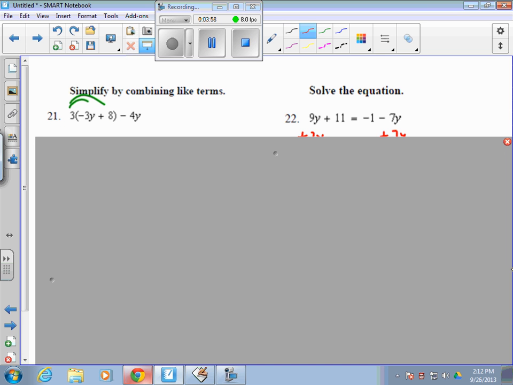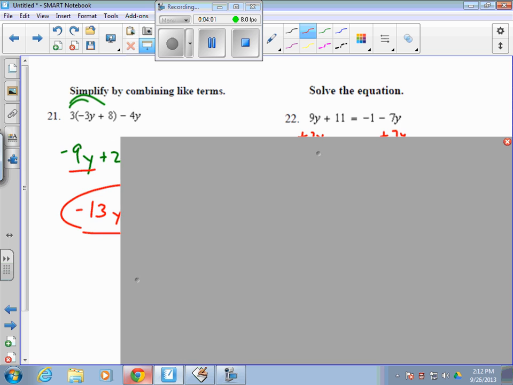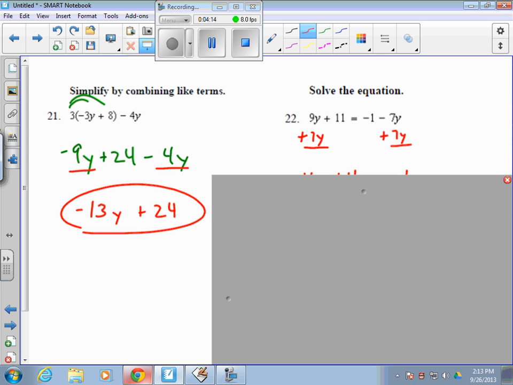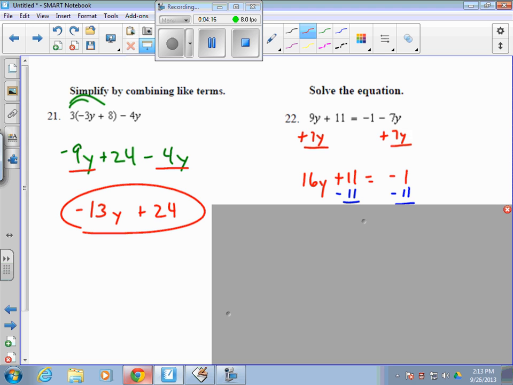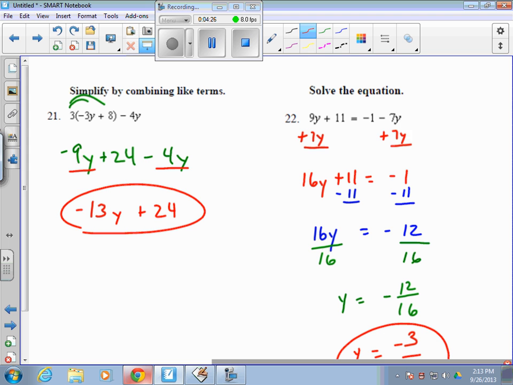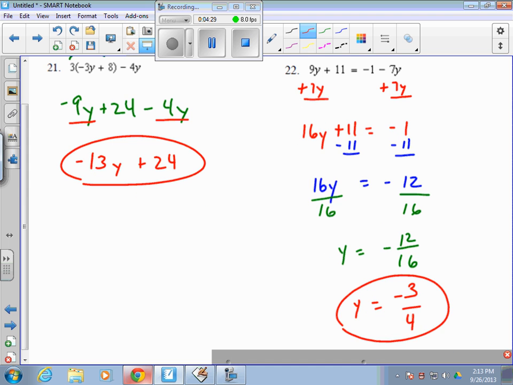21, distribute 3 times negative 3y is negative 9y. 3 times 8 is positive 24 minus 4y. Combine negative 9y and negative 4y to get negative 13y plus 24. Get rid of a minus 7y by adding it to both sides. Leaves you with 16y plus 11 equals negative 1. Get rid of plus 11 by subtracting it on both sides. 16y is equal to negative 12. Divide by 16 and get rid of multiplying by 16. Leaves you with negative 12 over 16, which simplifies to negative 3 over 4.